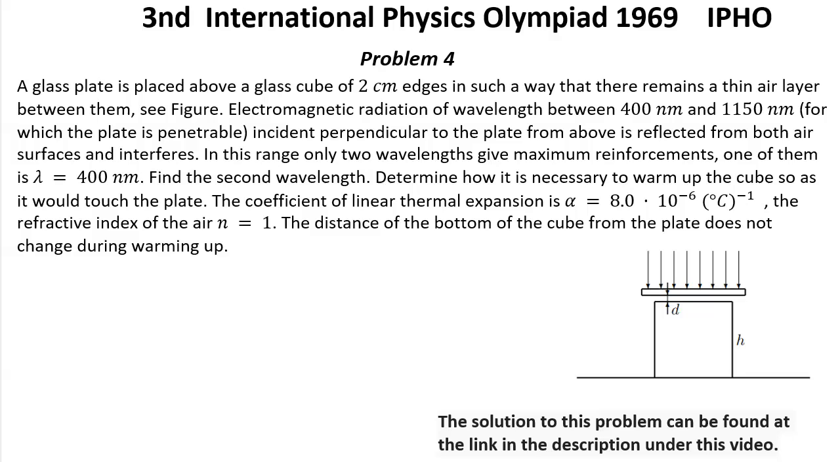Find the second wavelength. Determine how it is necessary to warm up the cube so that it would touch the plate. The coefficient of linear thermal expansion is alpha equal 8.0 times 10 to the power negative 6 per degree Celsius. Refractive index of the air n is 1. The distance of the bottom of the cube from the plate does not change during warming up.